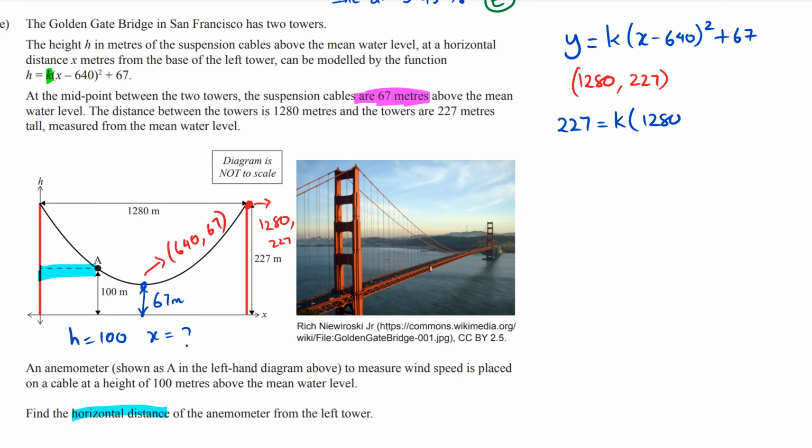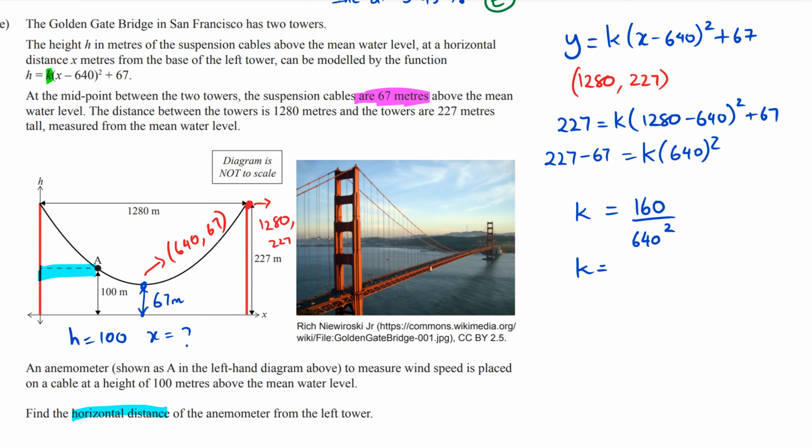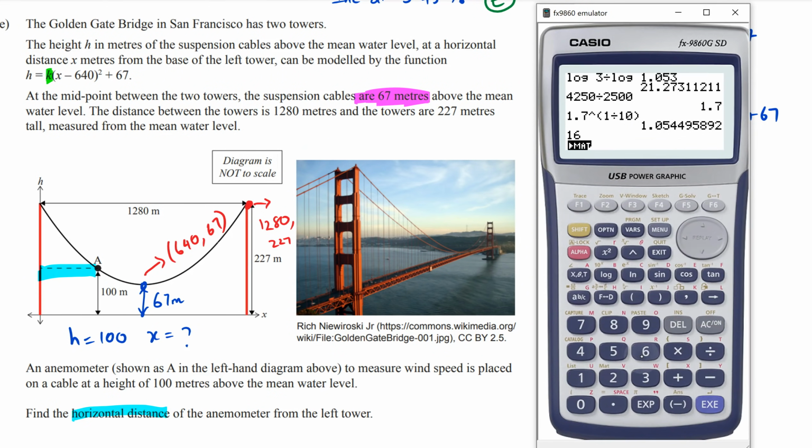So I'm going to get 227 equals k times 1280 minus 640 squared, plus 67. So subtracting it, I've got 227 minus 67 equals k times 640 squared. And so k then is equal to 160 divided by 640 squared. So k is going to equal, if I can get my calculator, 160.